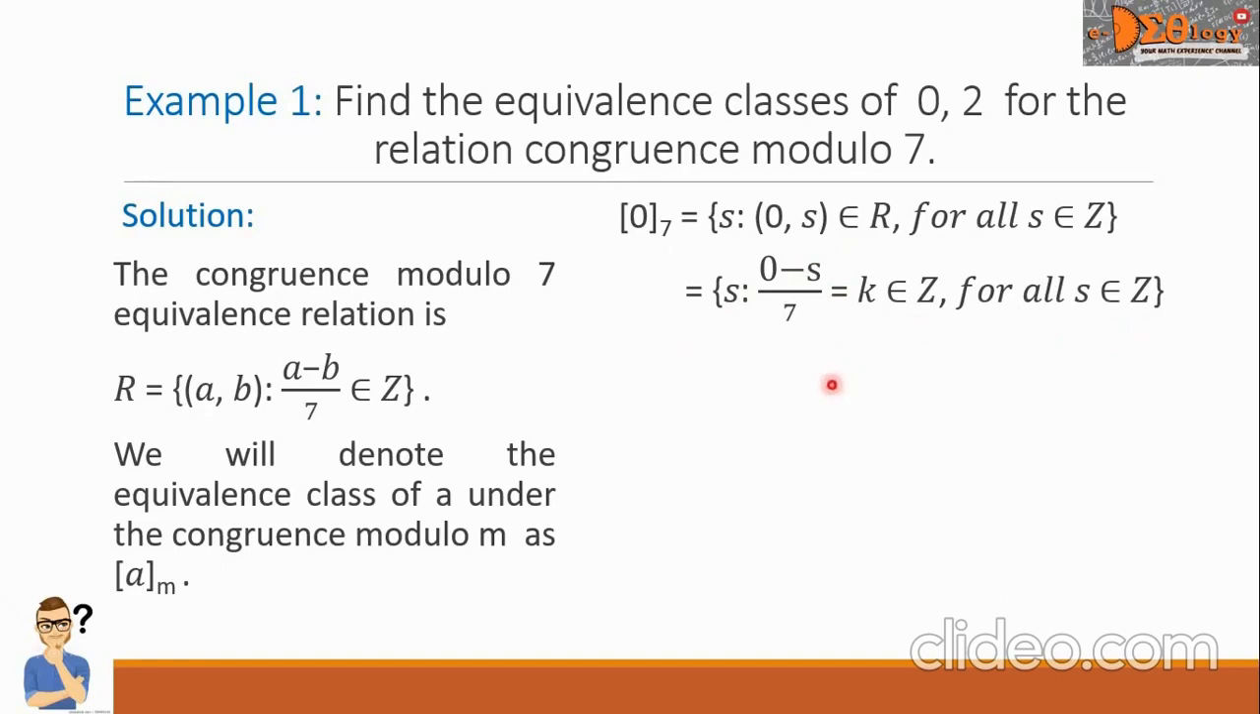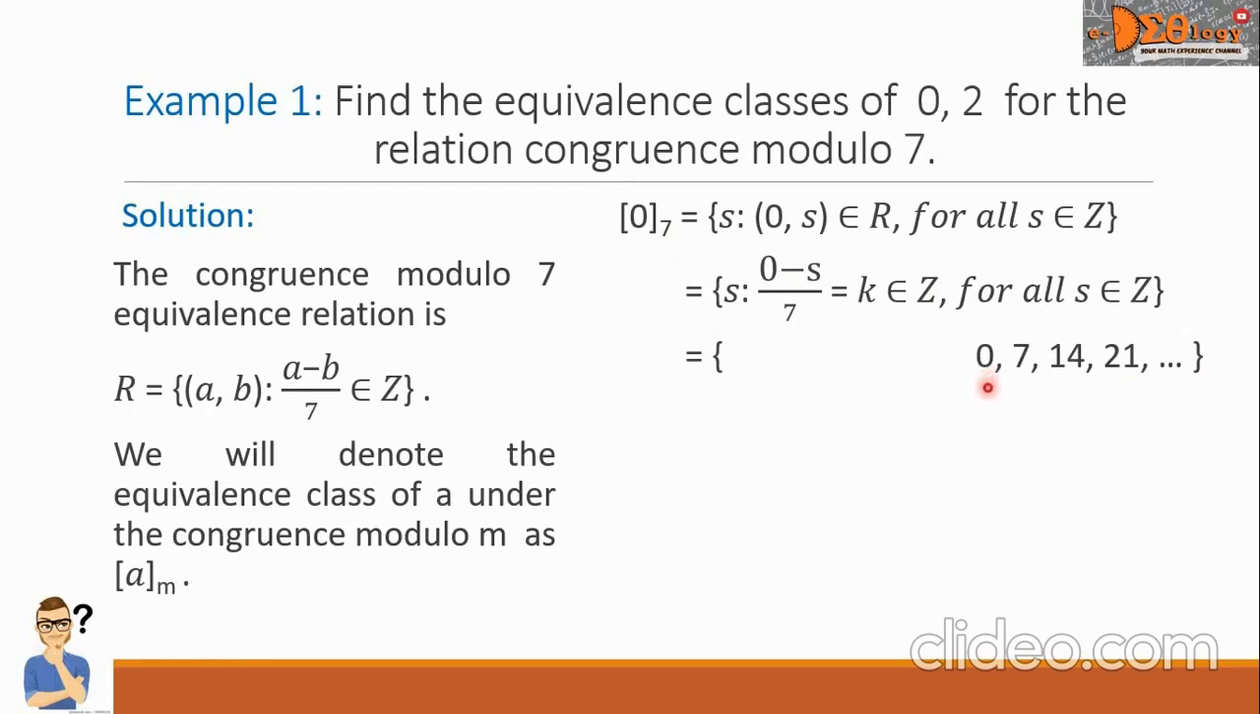Let us now write the elements of the equivalence class of 0. The first element will be 0 itself. On the right side of 0, the next element will be 0 plus the modulo 7, and that will be 7. This value 7 plus the modulo 7, we will get 14. 14 plus 7 will be 21. This pattern will continue as we go on with the right side.